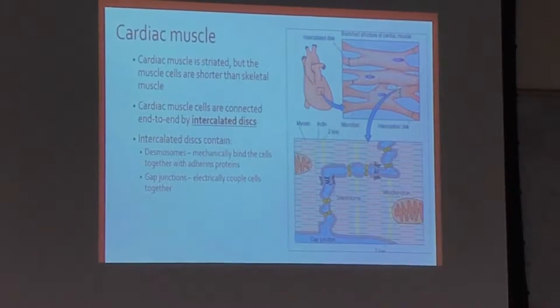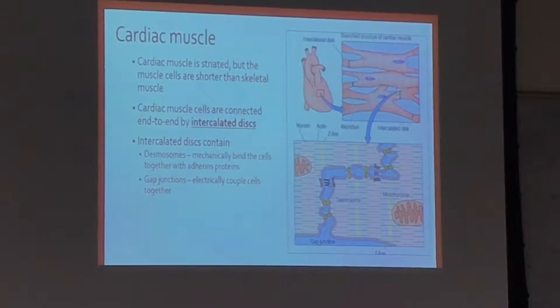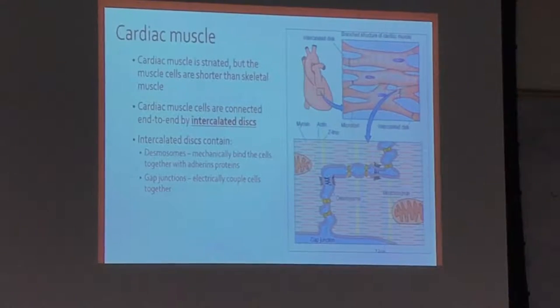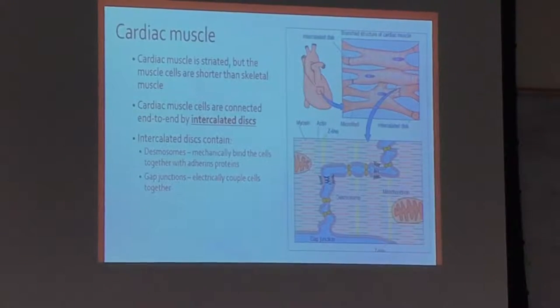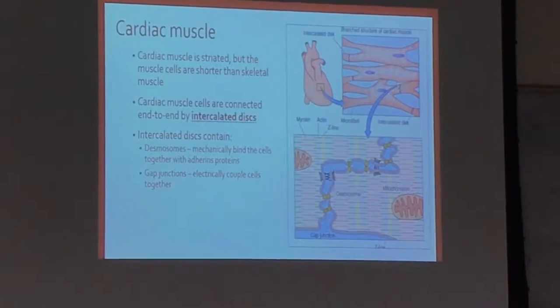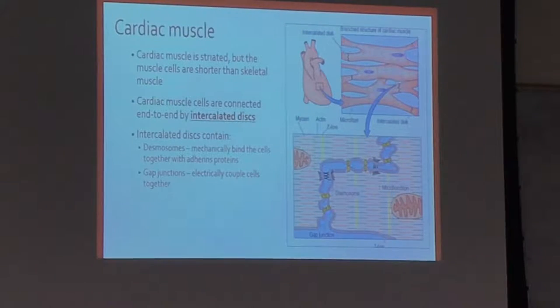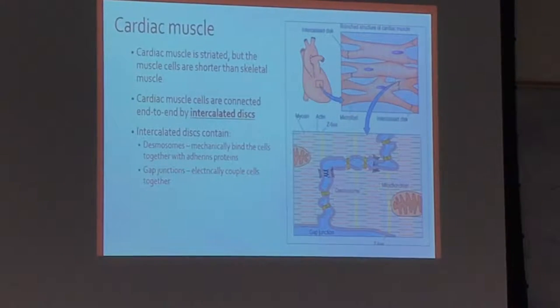Cardiac muscle cells are connected end to end by intercalated discs. All right, you have your desmosomes and your gap junctions. Desmosomes bind all of them together, and your gap junctions are then passing on the action potentials to all the cells.